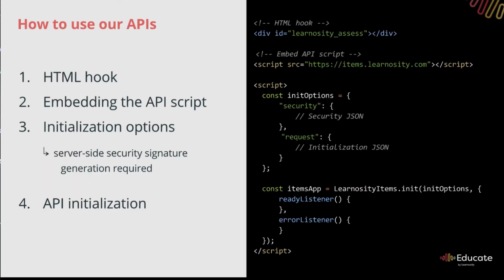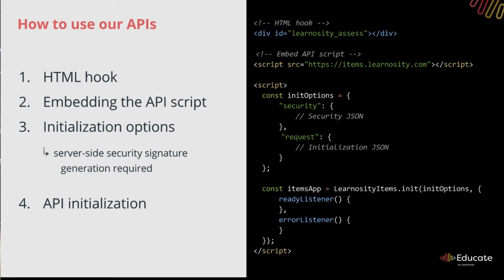To use our APIs, first what you need to have is an HTML hook. So that's where the API will render on your page. That's what you can see here on the top right. And once you have that, you'll need to include the API in your page. So you load the script here, items.learnosity.com. That's our items API.